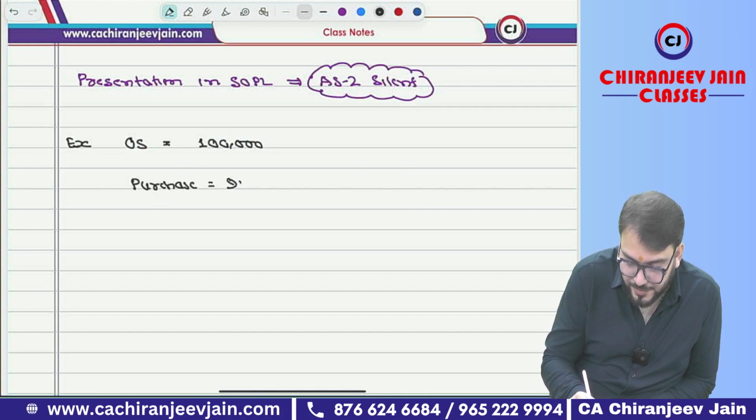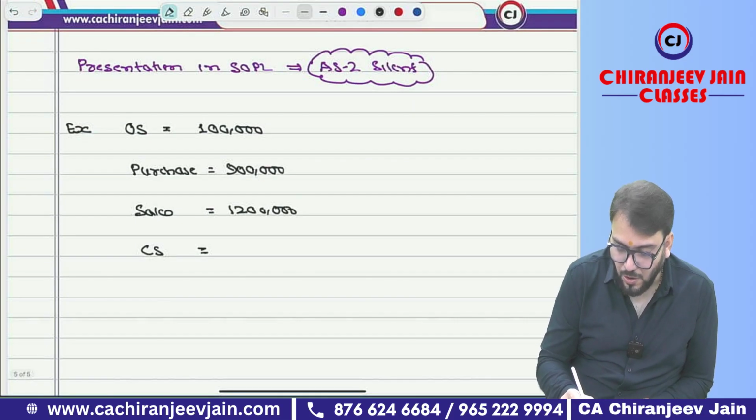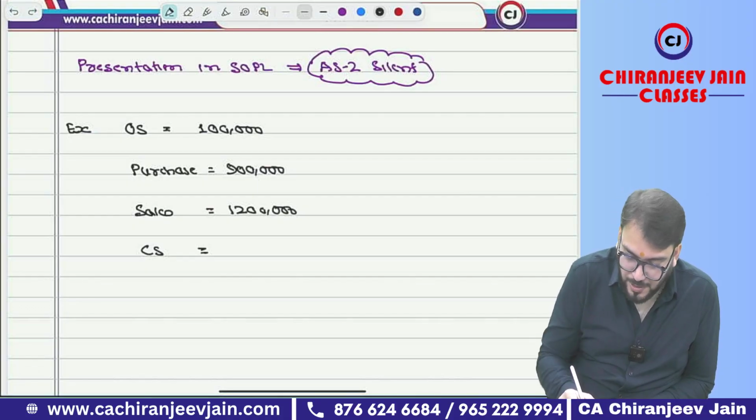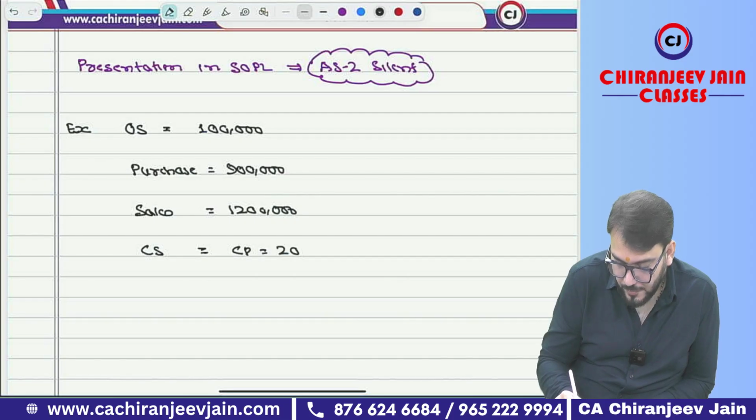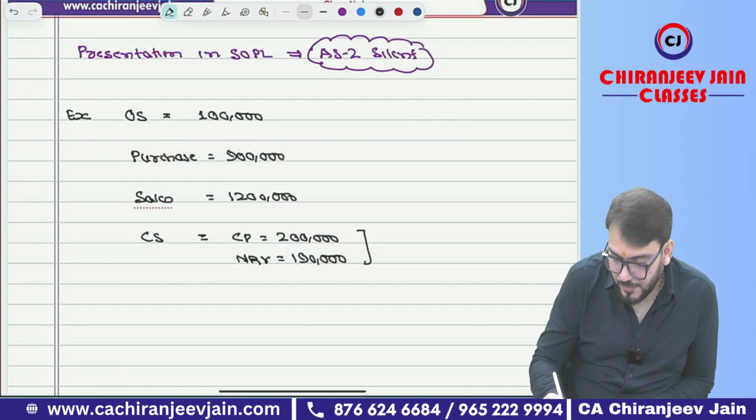Purchase is equal to 9 lakh. Sales is equal to 12 lakh. And closing stock cost price is equal to 2 lakh. And NRV is equal to 1,90,000. So what is the value? Value is equal to 1,90,000.